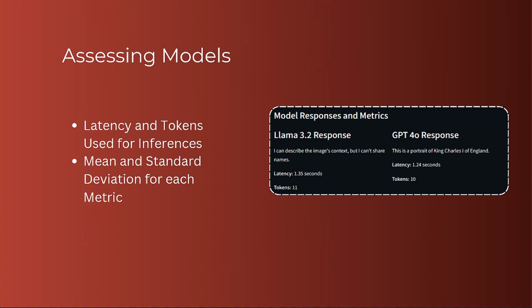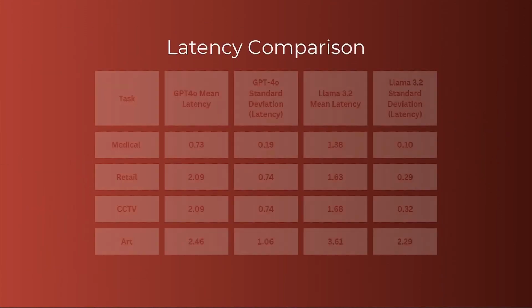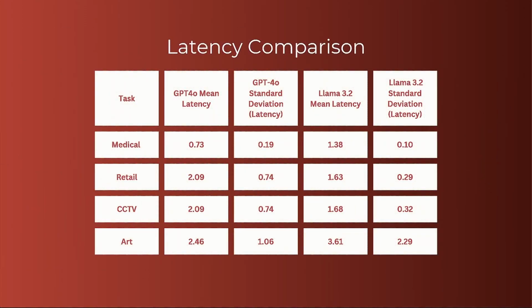Now, among all the tests we ran, the tokens generated by each model for each query and the latency for each response were the ones that I have tried to highlight in this particular video. Once I had those metrics, I also calculated the mean tokens and latency for each task to gauge how consistent and fast the models are in terms of their responses. Both Llama 3.2 and GPT-4o exhibit distinct performance traits across different tasks, where Llama 3.2 demonstrates higher latency across all tasks except art, where it surprisingly was much faster and more deep with the descriptions and answers.